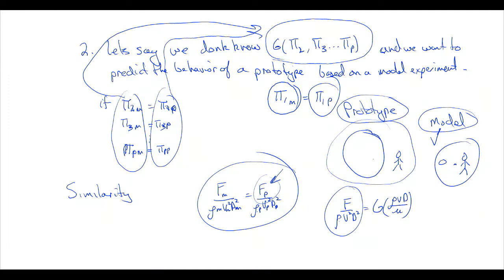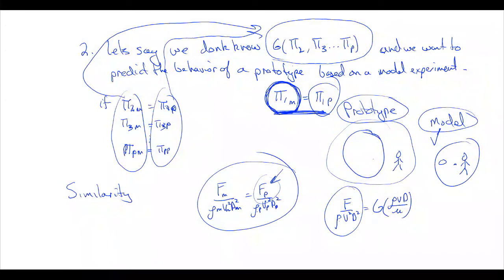Then we know our pi 1s have to be equal to each other, and for our model experiment, we will calculate or measure pi 1 and set that equal to pi 1 of our prototype, and hopefully there's only one thing we don't know about our prototype. So this might be the drag on a giant ball that we can't possibly do an experiment for, but we want to be able to calculate it.